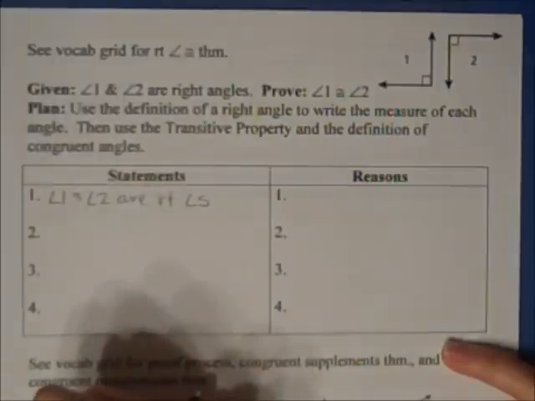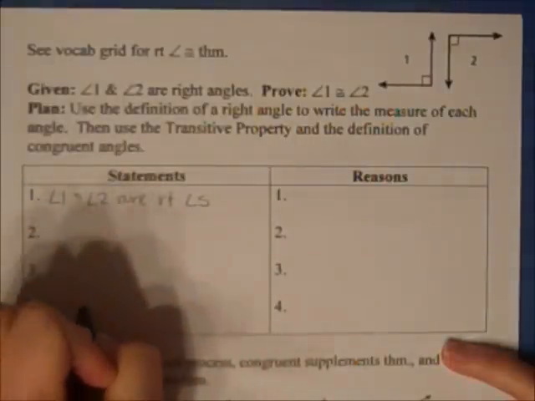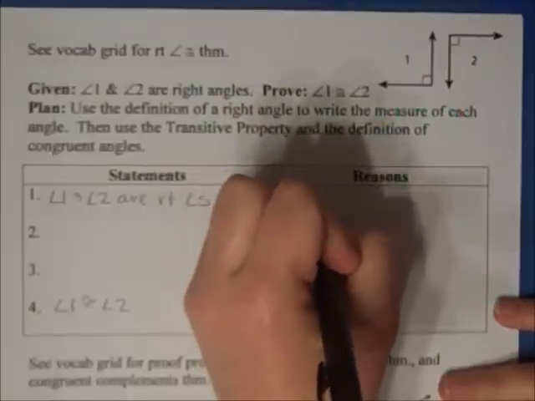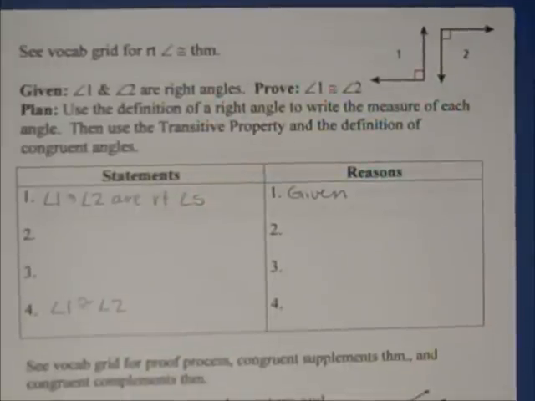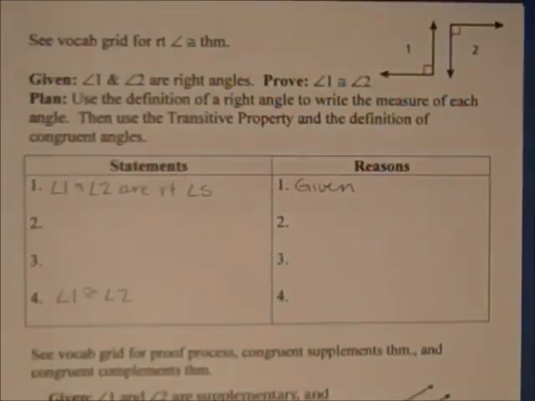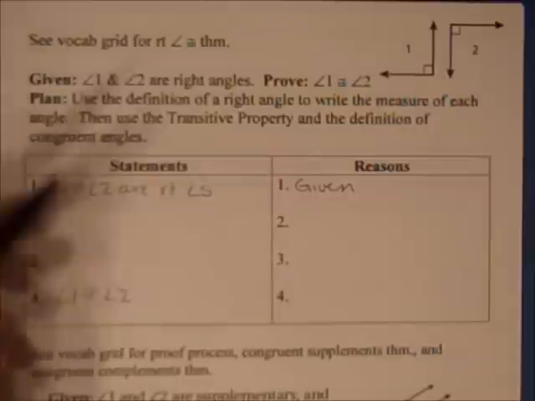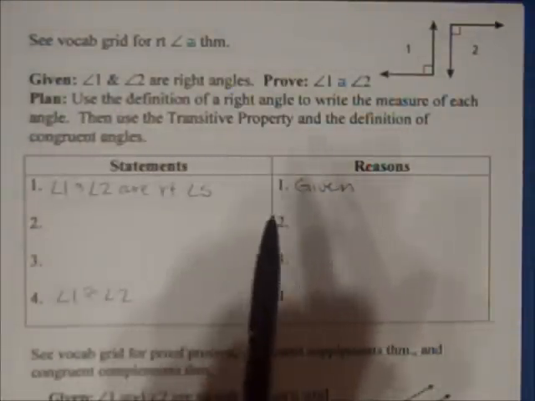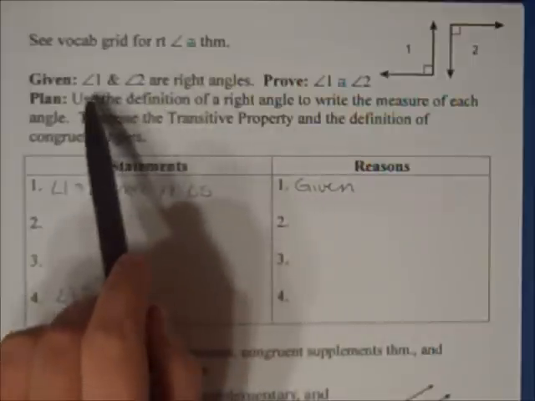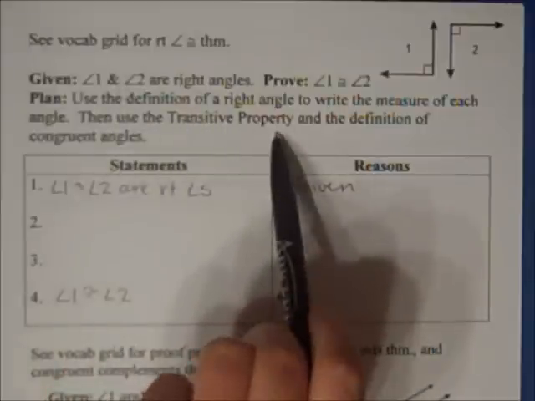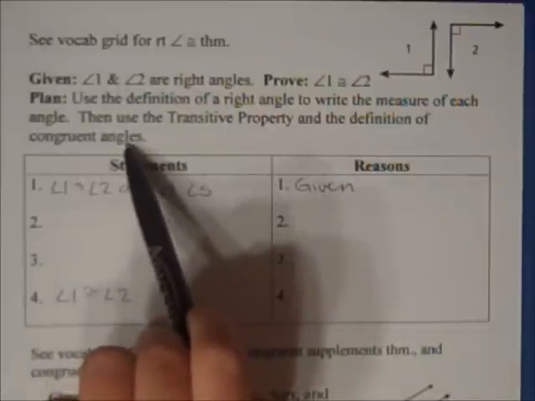That goes in spot 1. In the last spot, angle 1 is congruent to angle 2. So we got those two. The very first reason is always going to be given. So just filling these things out right here, I already have almost half of the problem done, and I haven't even done anything. Okay, so this one, instead of giving us choices to choose from, it gives us the plan. So we're going to read the plan and try to follow along with it. It says, use the definition of a right angle to write the measure of each angle, then use the transitive property and the definition of congruent angles.